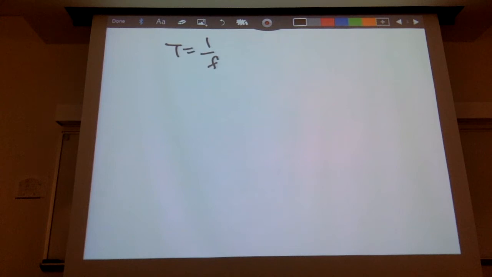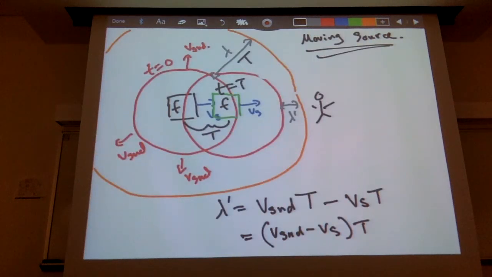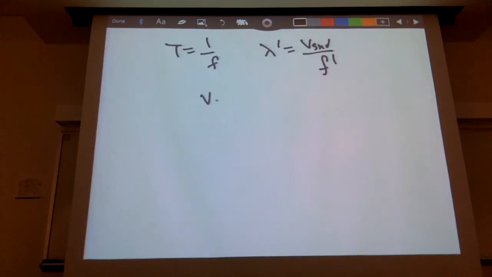Now what we also know is that the period is equal to 1 over the frequency, and the apparent wavelength is going to be equal to the speed of sound divided by the apparent frequency. Putting these things together, let me go back a slide. We now have that this is equal to the speed of sound divided by the apparent frequency, and this is going to be equal to the speed of sound minus the speed of the source, divided by the frequency. So I get the speed of sound divided by the apparent frequency is equal to the speed of sound minus the speed of the source, divided by the actual frequency.